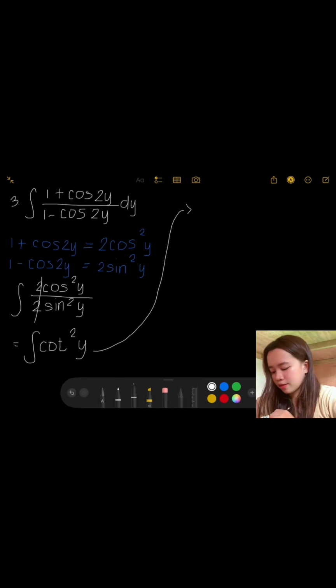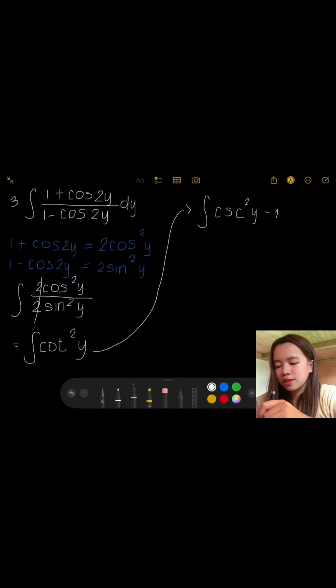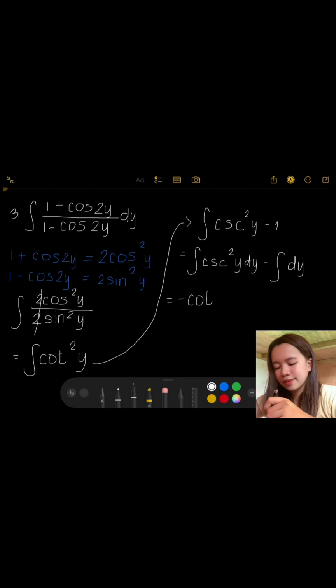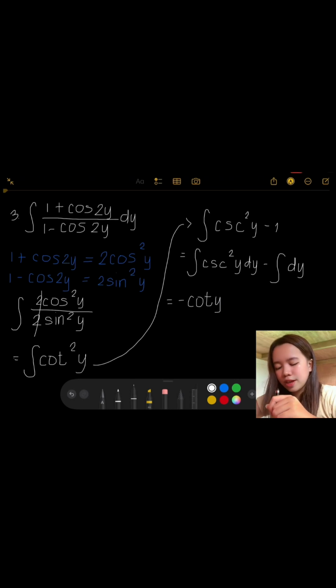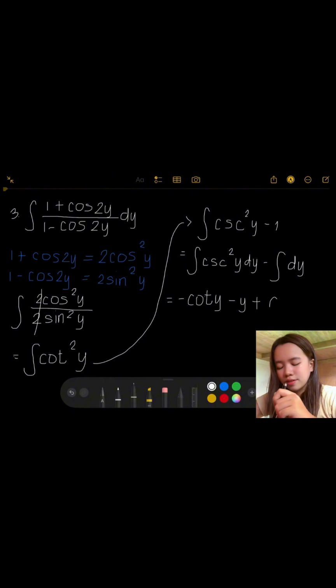We also know that cotangent squared y is equal to cosecant squared y minus 1. Since it is separated by subtraction, we will integrate it term by term. So the integral of cosecant squared y dy minus the integral of dy. The integral of cosecant squared y is negative cotangent y, and the integral of dy is y. So our final answer is negative cotangent y minus y plus c.